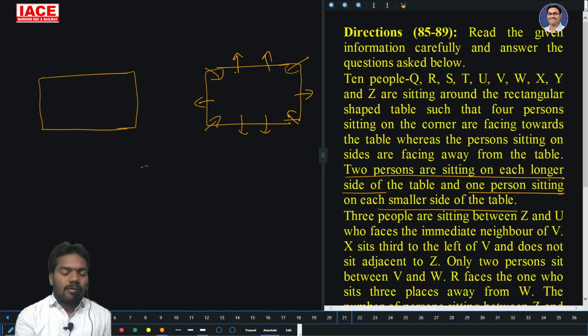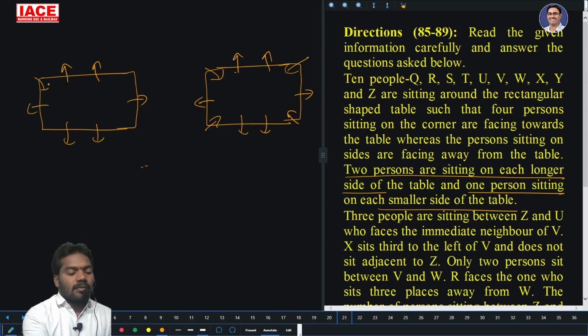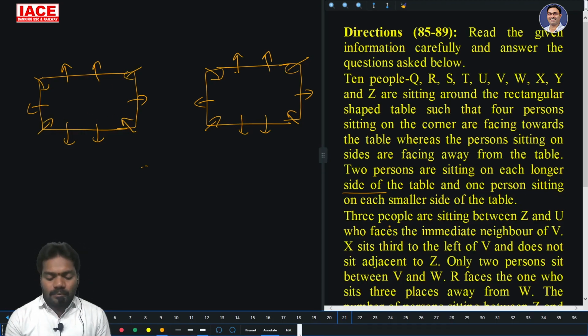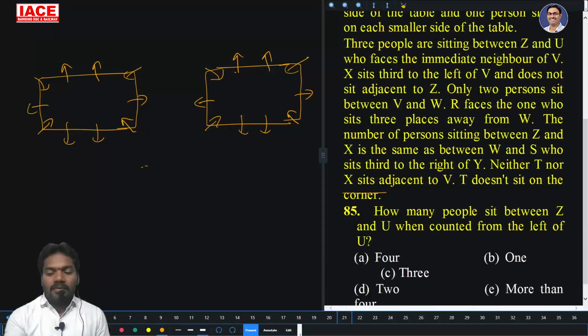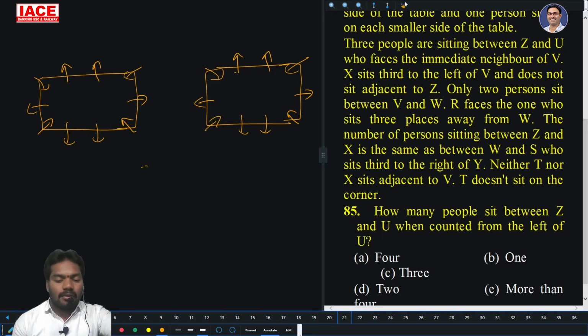4, 6, 10 members. Okay. 3 people are sitting between Z and U. Who faces the immediate neighbor of V? So, 3 people are sitting between Z and U. Who faces the immediate neighbor of V? U facing the immediate neighbor of V.